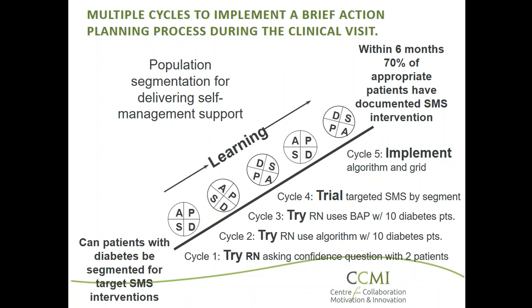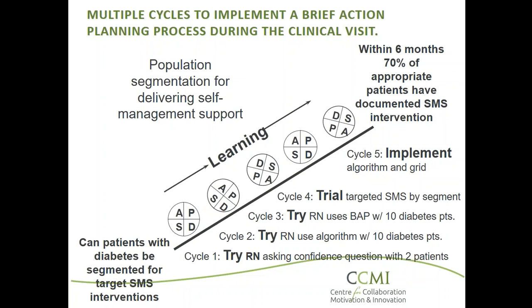And so by the time you get up to cycle 4, you're targeting self-management support by segment. So someone takes the confidence rating of the patient, it's a 6, but they're a patient coming in for a diabetes visit, but their control is good, they're at 6.9 hemoglobin A1C, blood pressure is good. Then the nurse knows when he or she comes into the room that what you're probably looking at is doing some brief action planning to help boost that confidence.